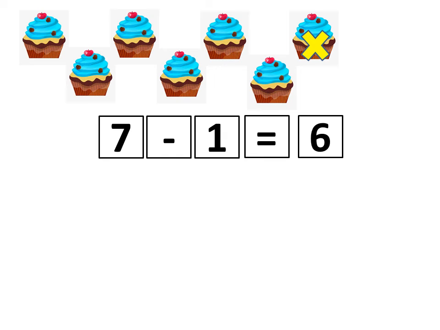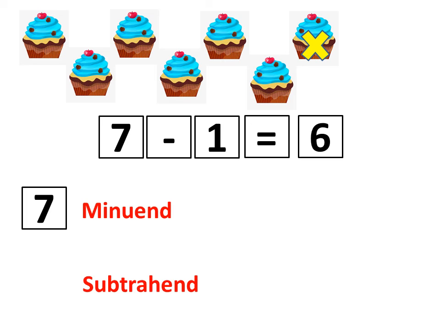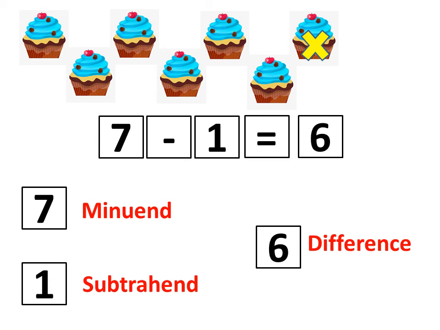Let's read the subtraction sentence. 7 minus 1 equals 6. What is the minuend? Very good. The minuend is 7 because the total number of cupcakes is 7. And what is the subtrahend or the number that you are going to remove? Very good. 1. And what is the difference or the answer? It's 6.